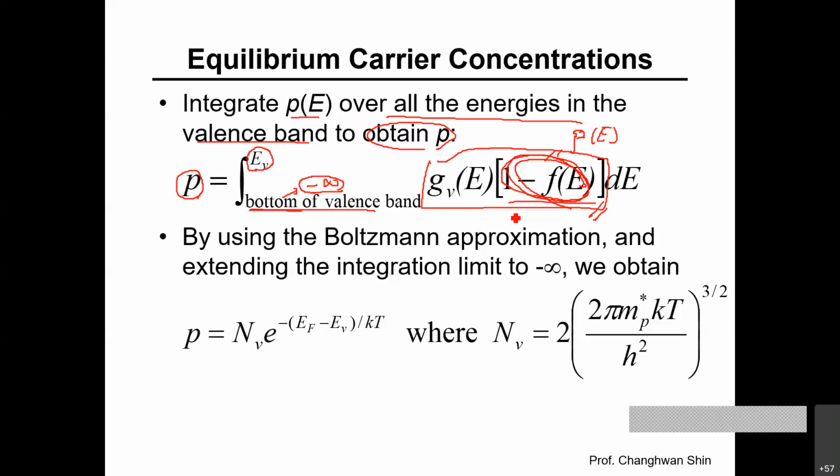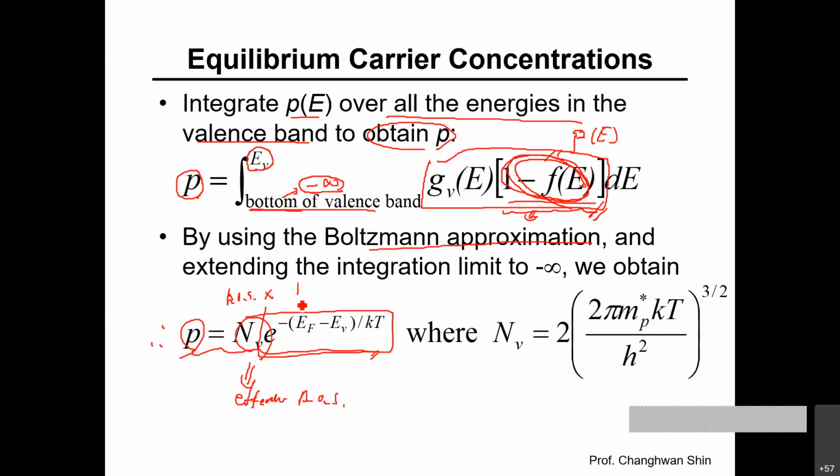And this 1 minus f of E is quite complicated. So using the Boltzmann approximation, we can simplify it. Then you can do the integration, and you get this simple equation for the total hole concentration p. Here N sub V indicates the effective density of states for the valence band, times the exponential stuff. So still this is density of state times a certain probability. This concept has been well expressed in the equation for hole concentration. So please remember this equation.